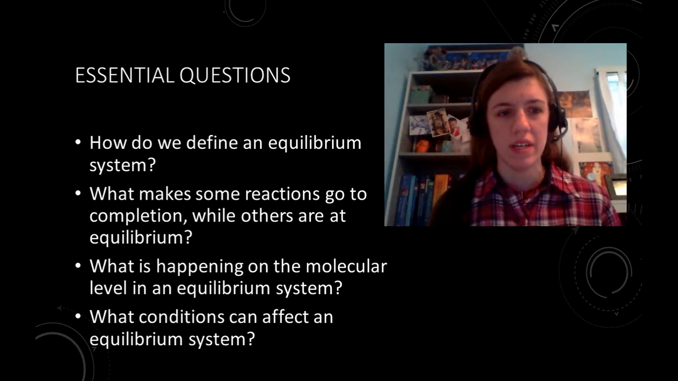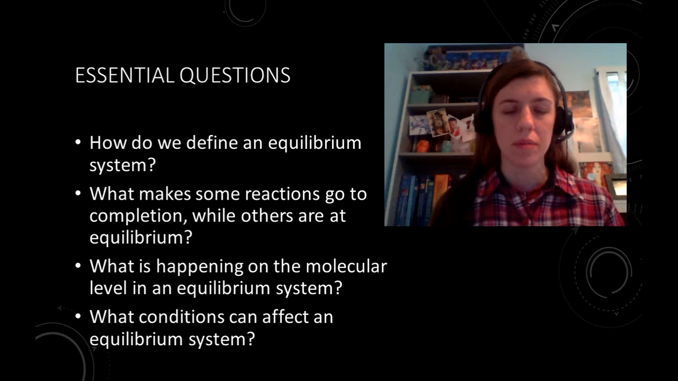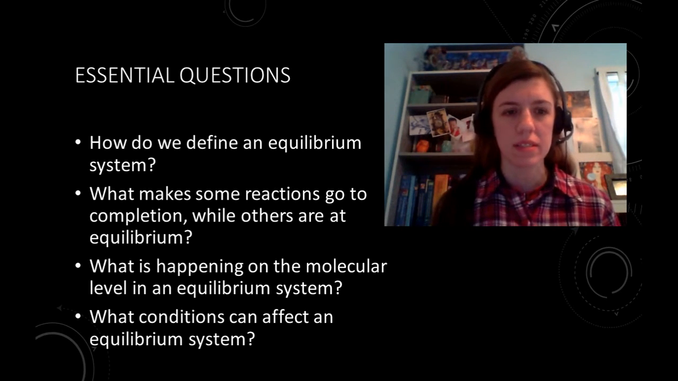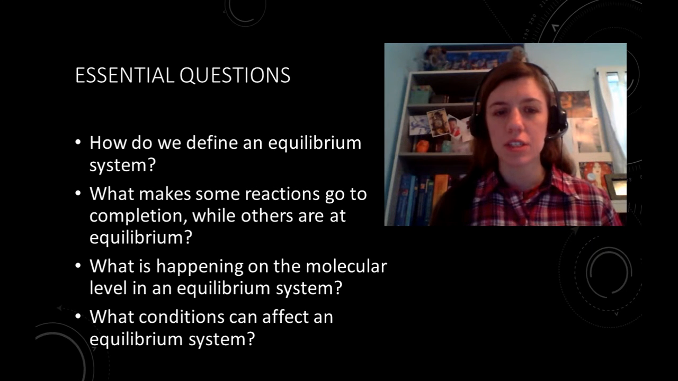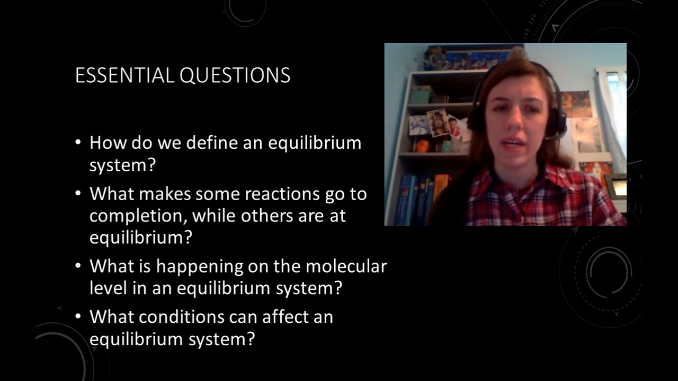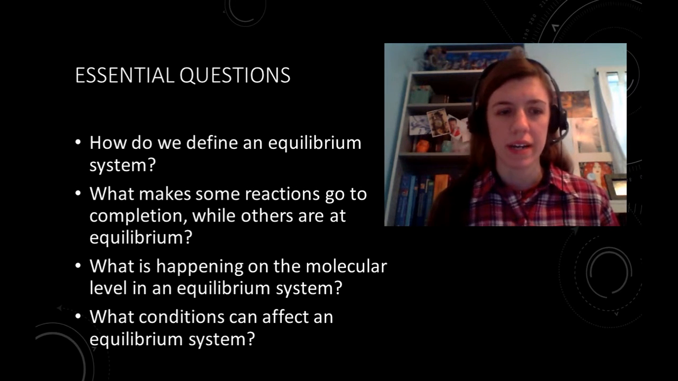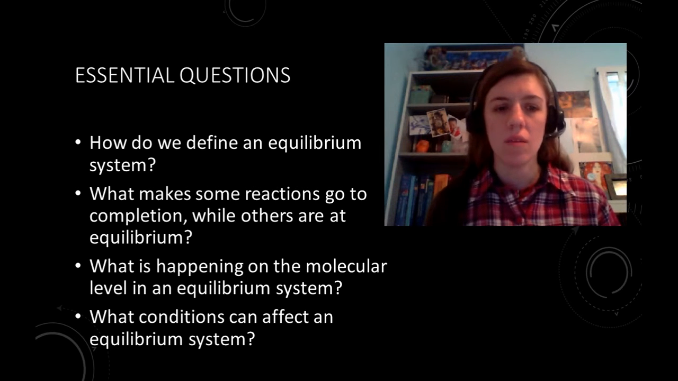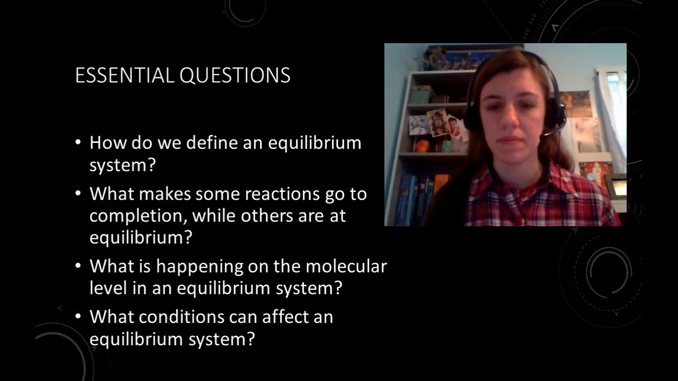So our essential questions for today are: how do we define an equilibrium system? What is it? When we say equilibrium, what do we mean as chemists? What makes some reactions go to completion and not be equilibrium reactions? And what makes other reactions equilibrium reactions? Why is it that I've never heard of equilibrium, but I took chemistry for an entire year? What is happening on the molecular level? What are the molecules and the atoms doing in an equilibrium system? And then what conditions, what variables affect an equilibrium system?